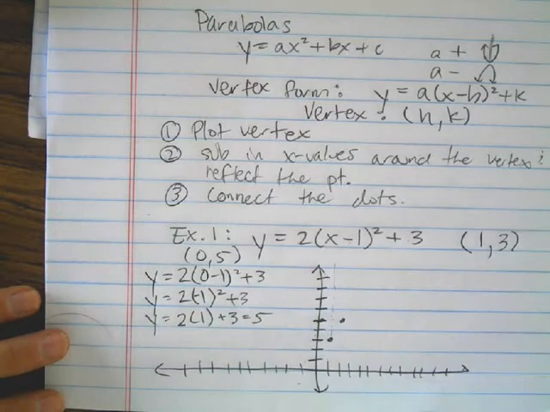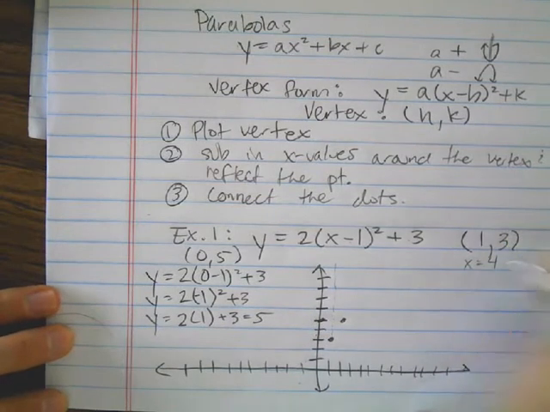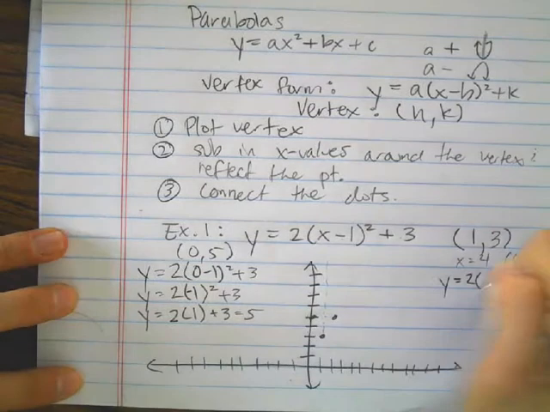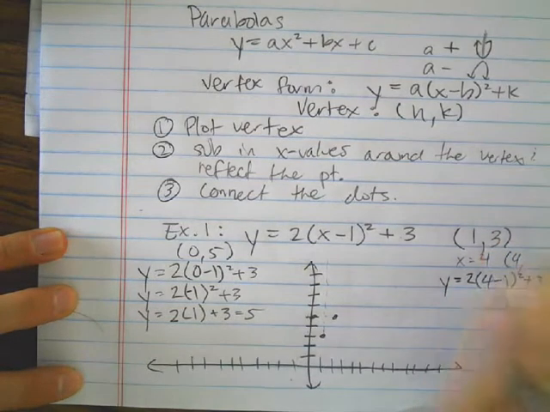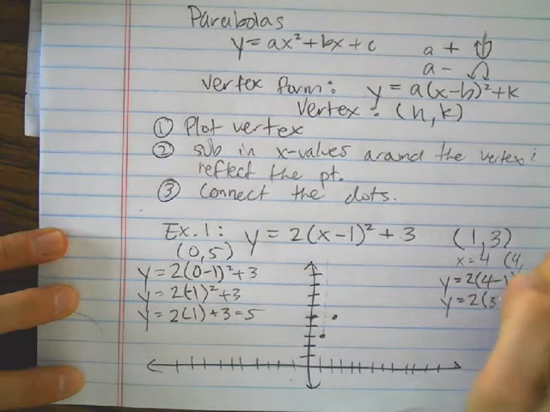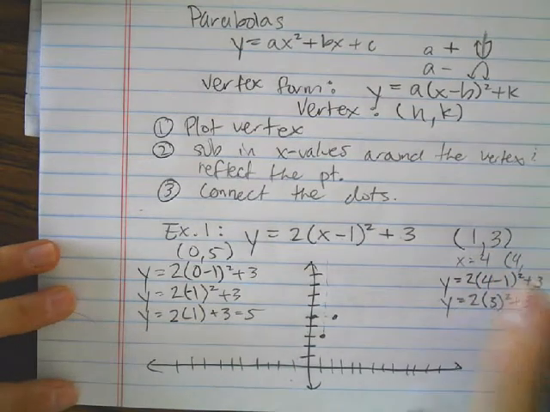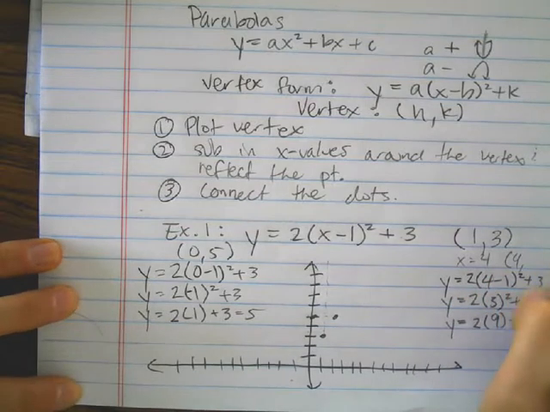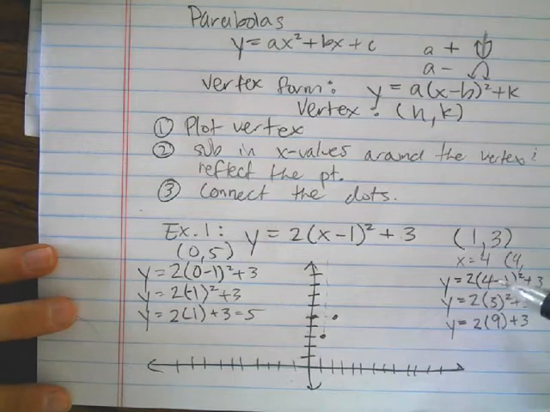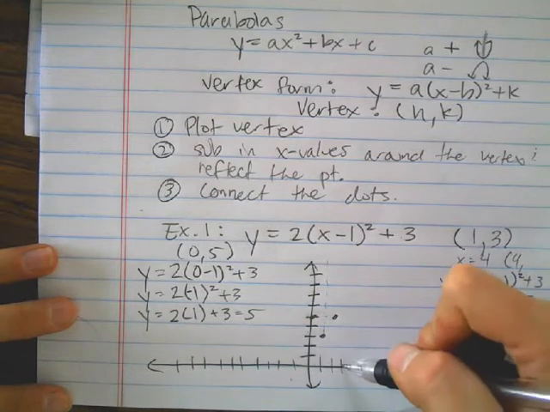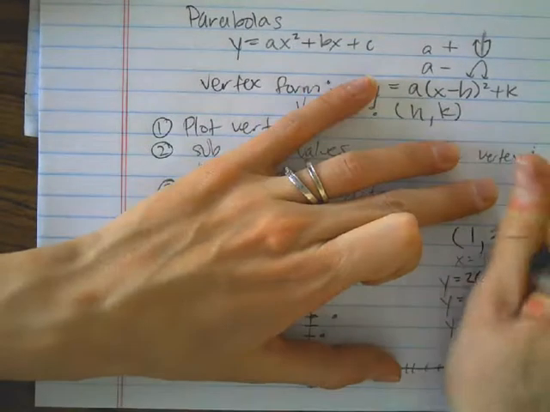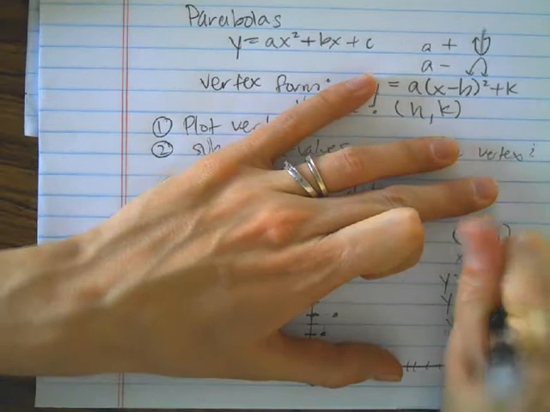And then I'll plot just one more. So I already plotted 2. Why don't I try 4? So x equals 4. So y equals 2 times (4 minus 1) squared plus 3. So y equals 2 times 3 squared plus 3. So y equals 2 times 9 plus 3. Let's check and make sure. I wanted to plot 3 instead, because this is going to get to be too big. So I'll swap these numbers around.